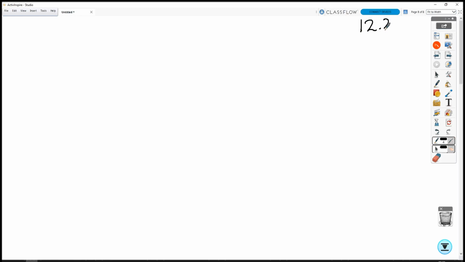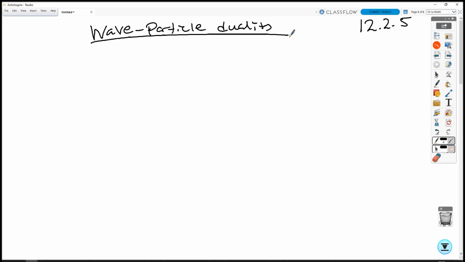This is 12.2.5, wave-particle duality. So, the true nature of light is neither described fully by the particle theory nor the wave theory of light. So we say that light has wave-particle duality, has both properties.